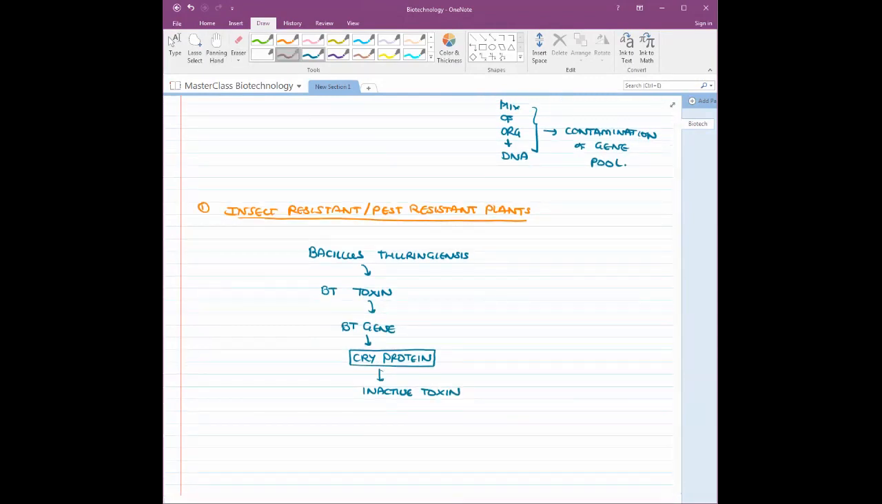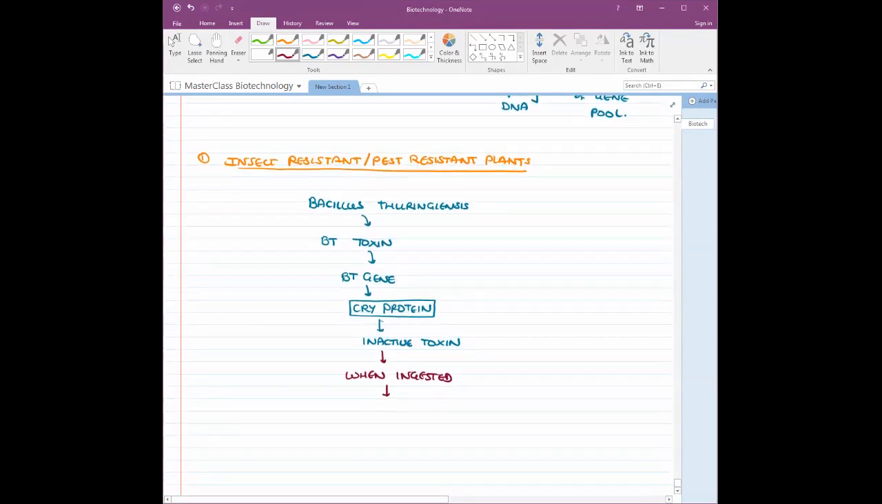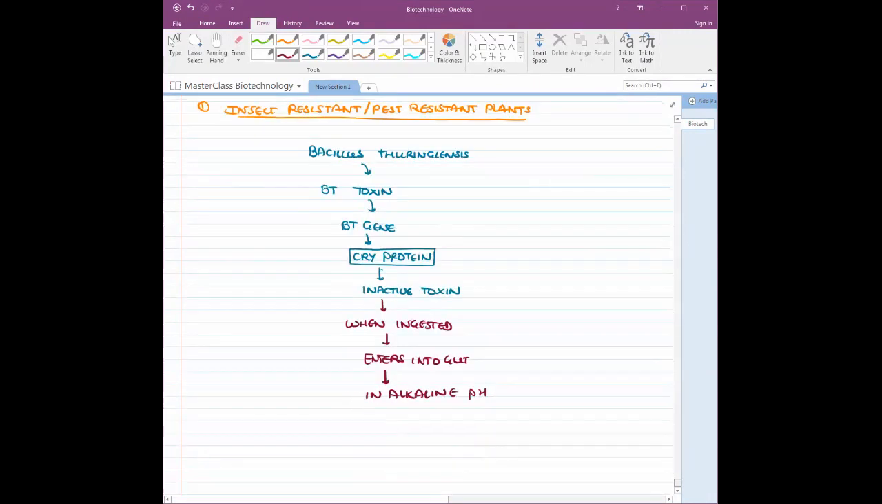But now what happens, guys, is that whenever any pest eats this, when this is ingested, that inactive toxin enters the gut of the organism. But in the gut, guys, what is the pH of the gut? The pH of the gut is going to be alkaline. So in the alkaline pH of the gut, this inactive toxin is immediately converted into the active toxin.